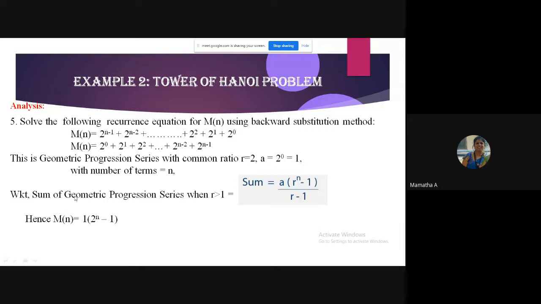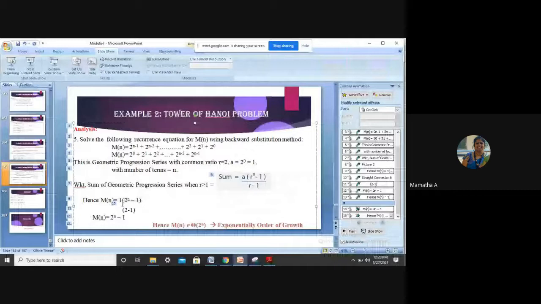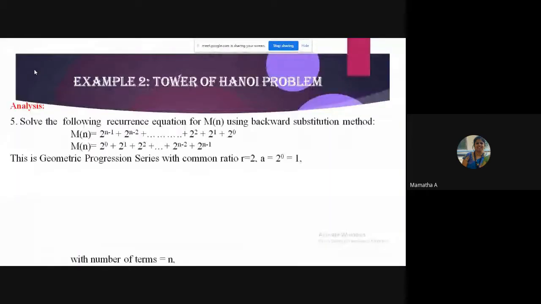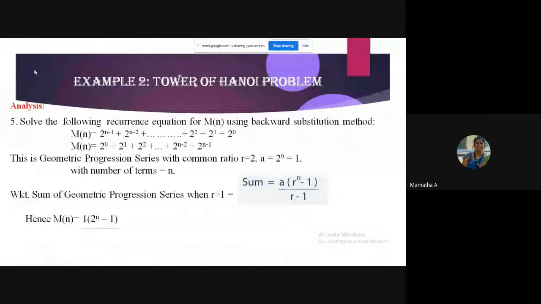What is a for me? 1. What is r? 2. What is n? The number of terms is n. So it is 2 to the power n minus 1 divided by 2 minus 1. Can you observe that? Divided by 2 minus 1. Students, can you observe that?